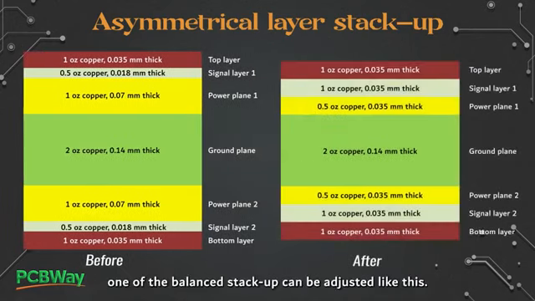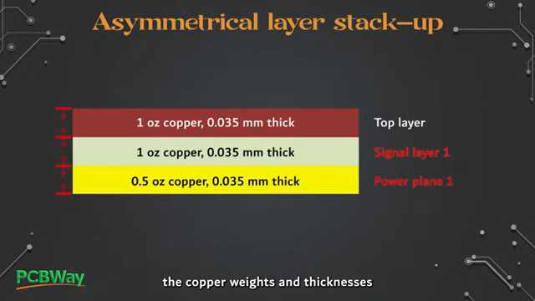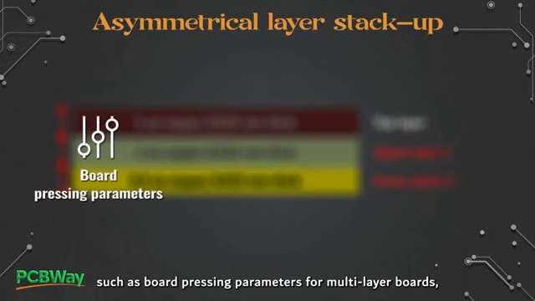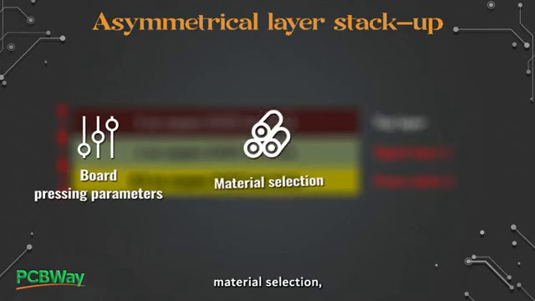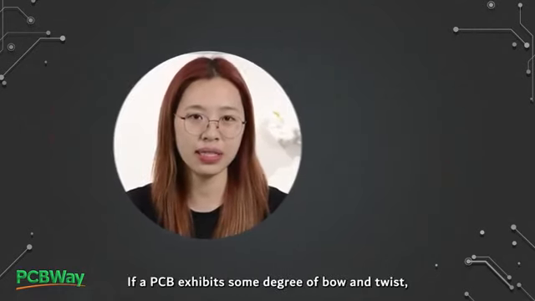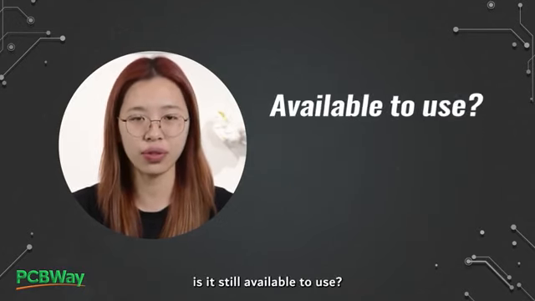So, one balanced stackup can be adjusted like this. In this adjusted stackup, the copper weights and thicknesses have been balanced across the layers. Other factors such as board pressing parameters for multi-layer boards, material selection, and component placement can also cause the board to warp. If a PCB exhibits some degree of bow and twist, is it still usable?